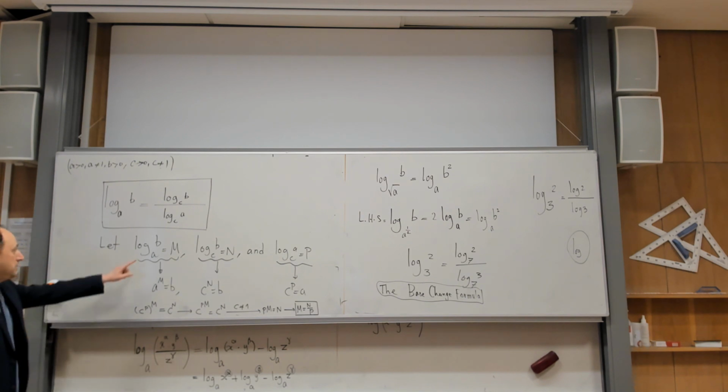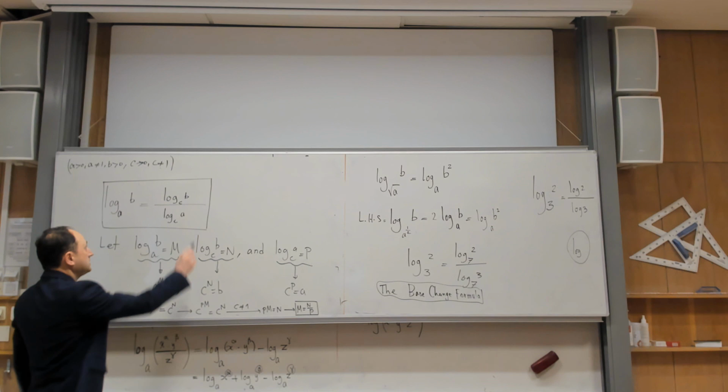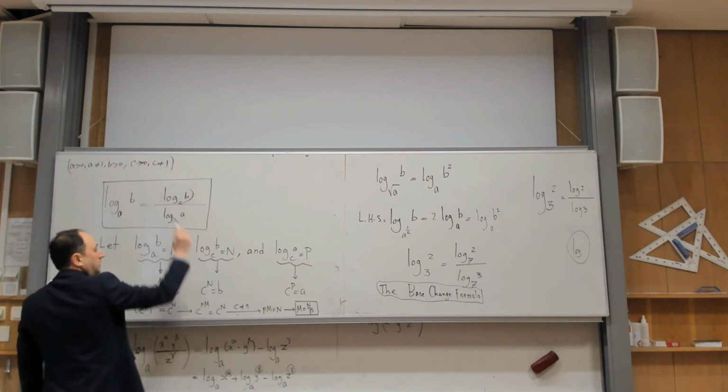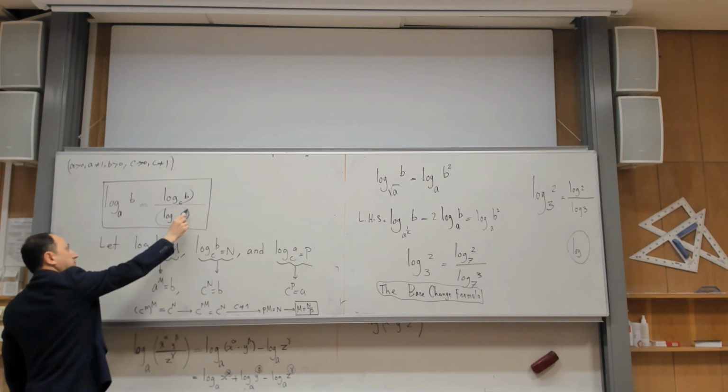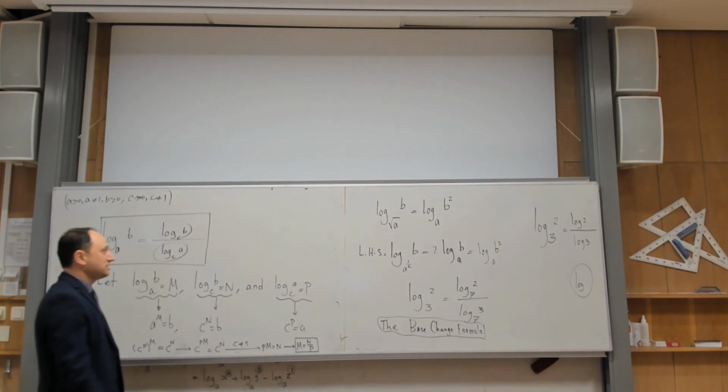But what is m? M is this guy. What is n? N is this guy. And what is p? P is this guy. So it's actually nothing except the rules of powers written in a slightly disguised form. Is that clear? Okay.